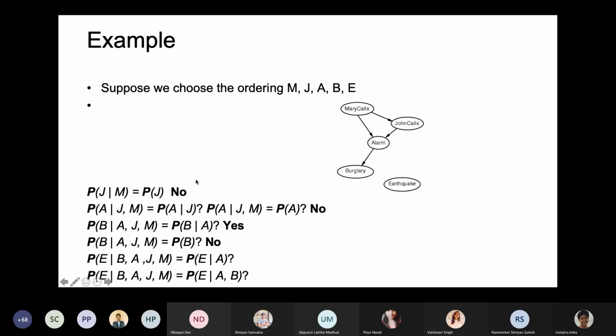Yes, I got that. But how do we decide the direction of the arrows? We decide the direction of the arrows based on the ordering that we have chosen. And if needed during our actual problem statement, we will calculate the other probabilities.